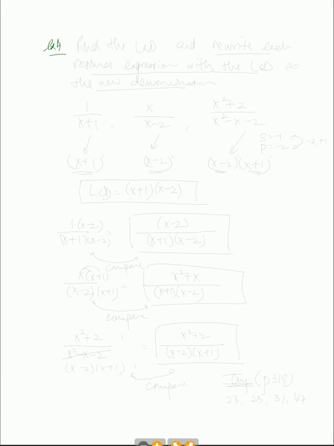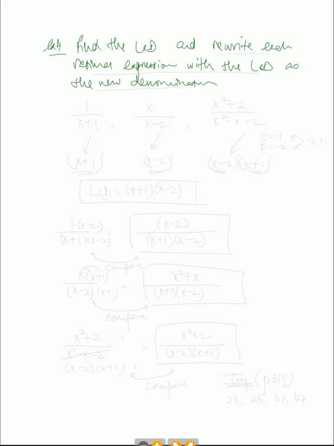Okay, let's call this example 4. Let's do it very similar to example 3. Same thing. Can you find the LCD and rewrite each rational expression with the LCD as the new denominator? Okay, let's try that.